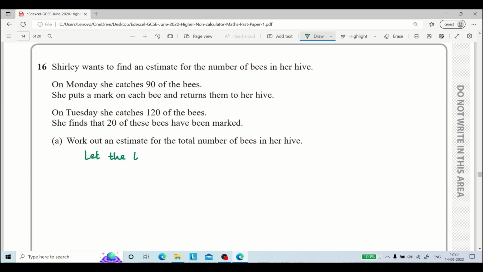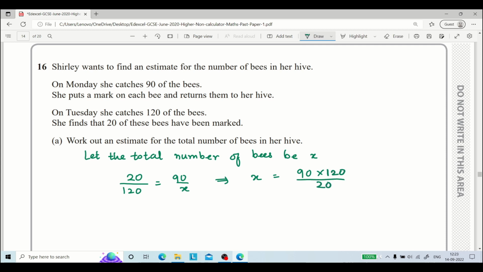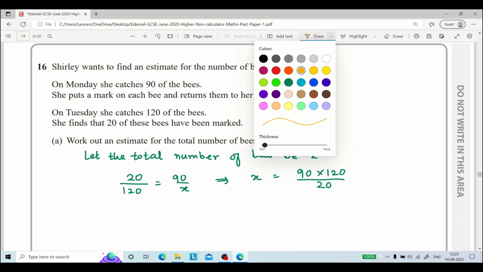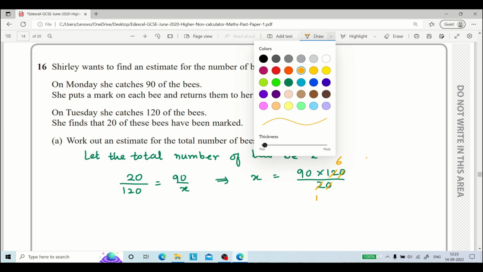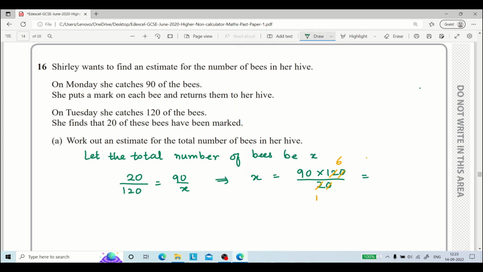Let the total number of bees be x. So 20 over 120 is equal to 90 over x. So that will give you the value of x to be 90 into 120 over 20. Calculate this, you'll get your answer. So the 0s cancel, 2 ones are 2, 2 sixes are 12, right? So that is going to be 90 into 6, that is 540. So that is your answer.